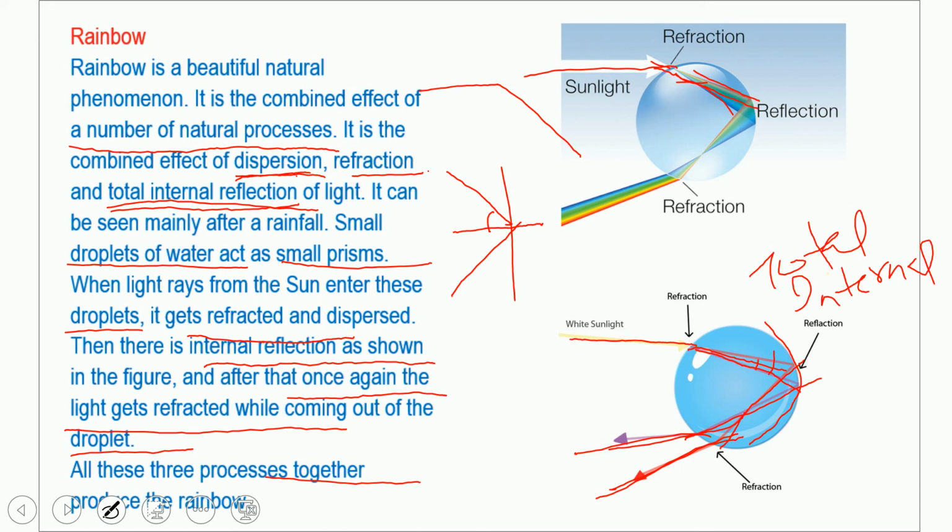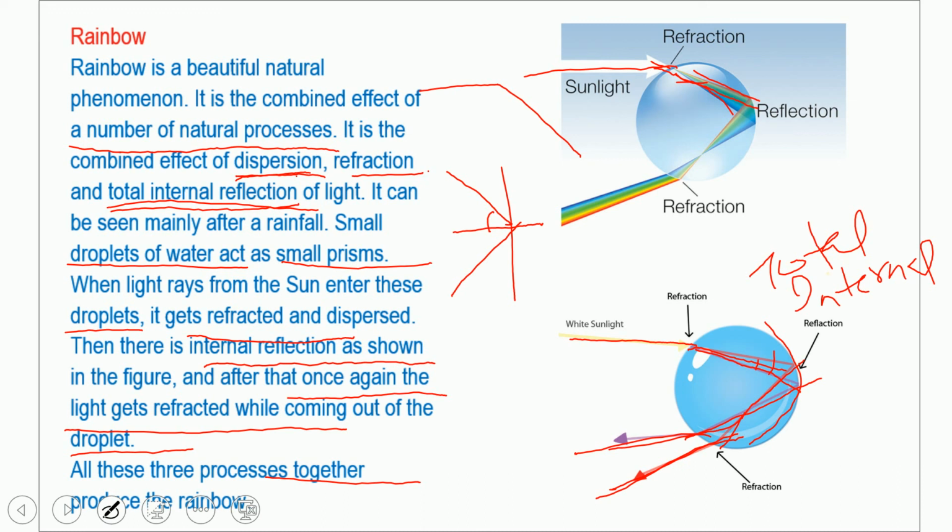Now, it is normally seen after the rainfall. After this rainfall, the small droplets of water act as a prism. So when white light enters these droplets, it gets refracted and dispersed. Two processes, refracted and dispersed. It will get refracted, changing its path, as well as dispersed, that is divided into the seven colors.